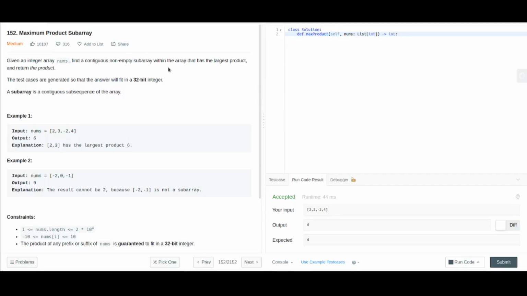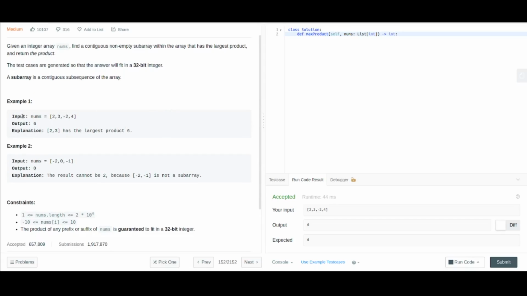Welcome back. Today, the problem we'll be looking at is maximum product subarray. Given an integer array nums, find a contiguous non-empty subarray within the array that has the largest product and return that. The test cases will fit into a 32-bit integer, and the subarray is a contiguous subsequence of the array.